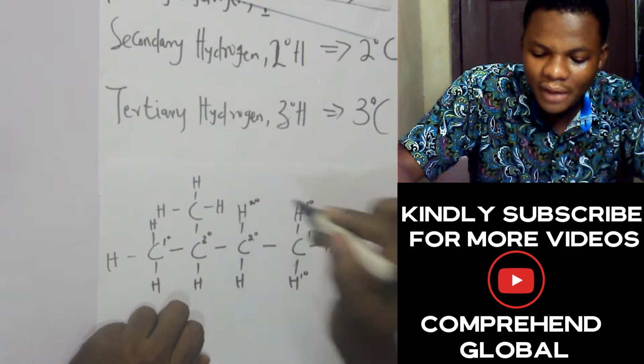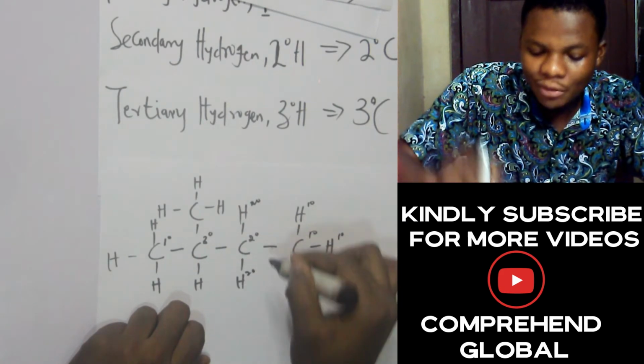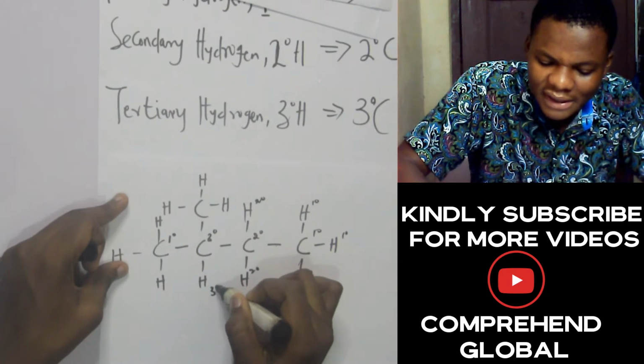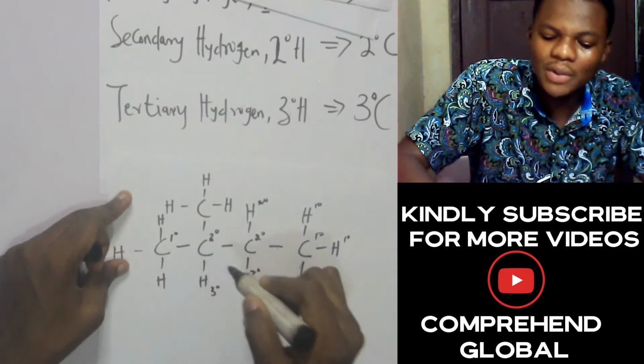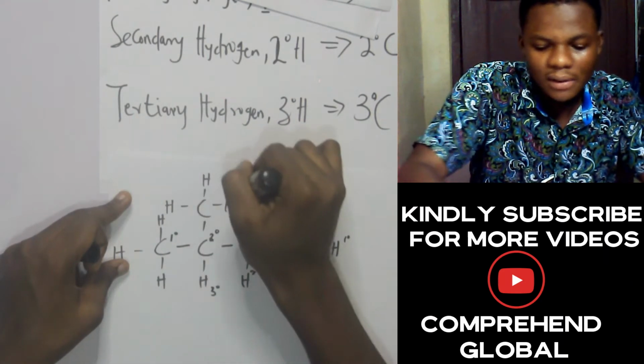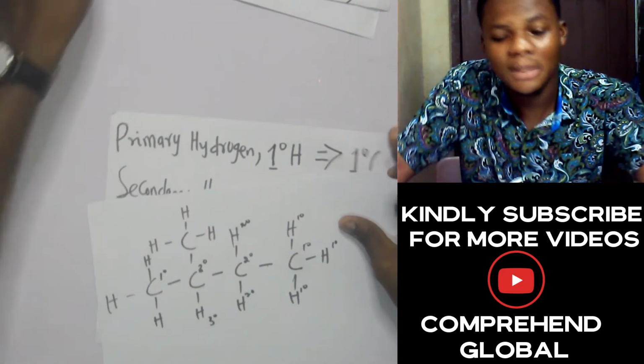This is also a secondary hydrogen because it's connected to a secondary carbon. Now this is a tertiary hydrogen because it's connected to a tertiary carbon. And these are all primary carbons. So that is just, by the way, explaining terminal hydrogens.